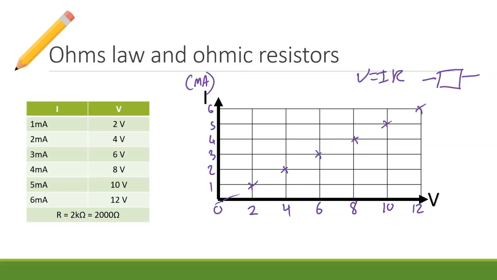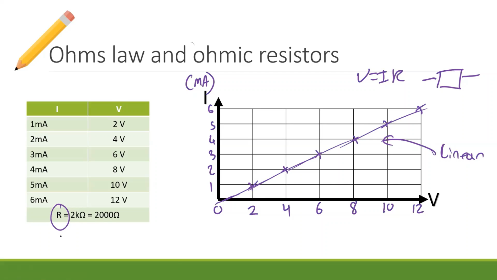Now, this is what we would call a linear line. As the voltage goes up, the current goes up. That makes sense. More voltage means more energy. More energy means it can move faster. The resistance of this circuit is actually 2000 ohms.